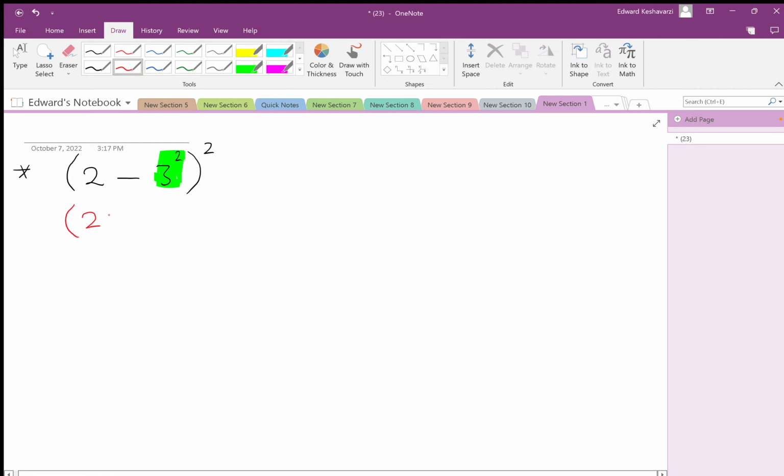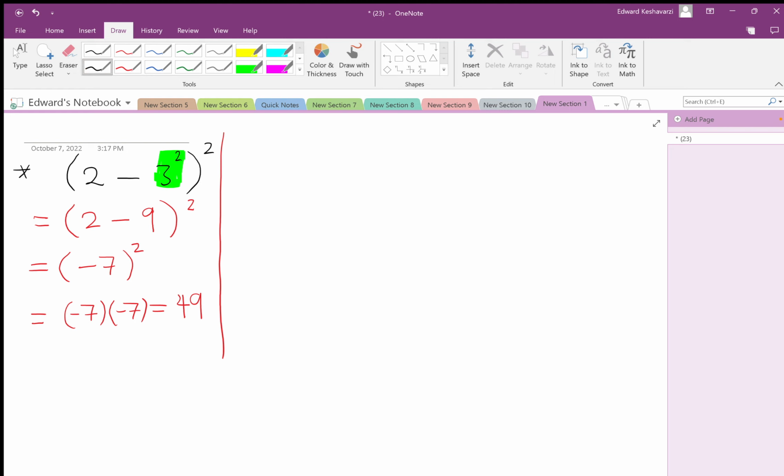2 stays, minus stays, and 3 to the power of 2 means 3 times 3, which is 9. Now we need to do inside the bracket. So inside the brackets would be 2 minus 9, which is negative 7, to the power of 2. And negative 7 to the power of 2 means negative 7 times negative 7. Since we have two negatives, it's going to be positive, and then 7 times 7 is 49. Next example.